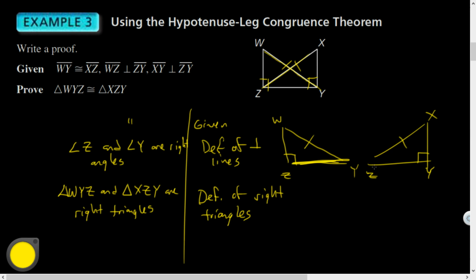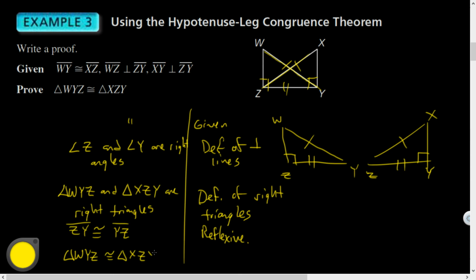But I can show that this is congruent to this. How? Reflexive, yeah. And that'll make more sense in this drawing. So sometimes it helps us to have the drawings apart. Other times it helps us to have them together. Reflexive property. And now that I have a hypotenuse and a leg and a hypotenuse and a leg congruent to each other for two right triangles, I can say the triangle WYZ is congruent to triangle XZY.